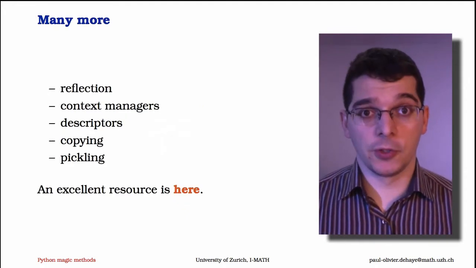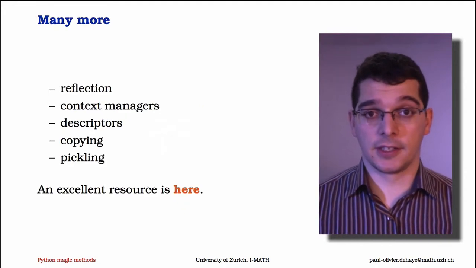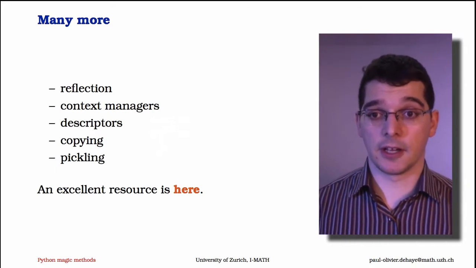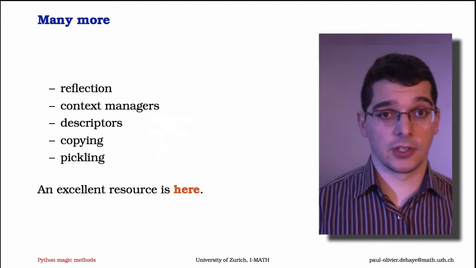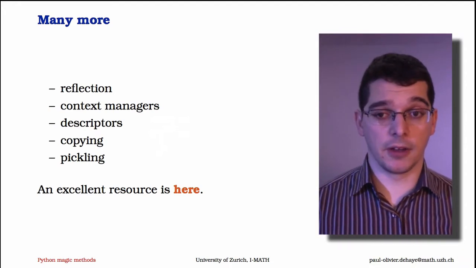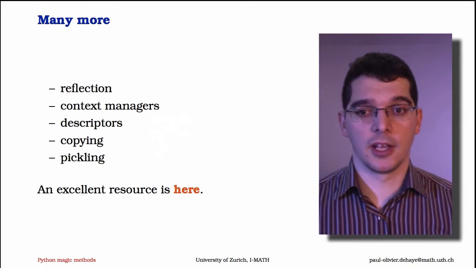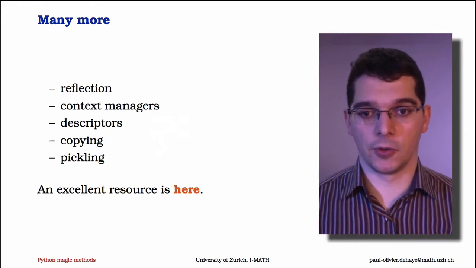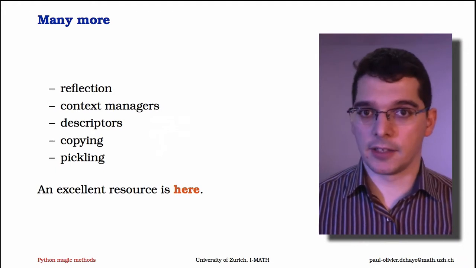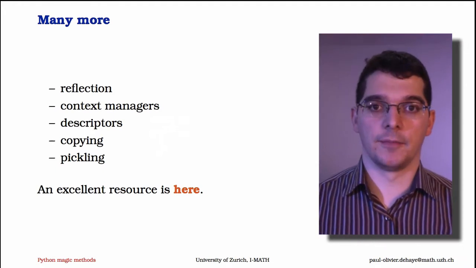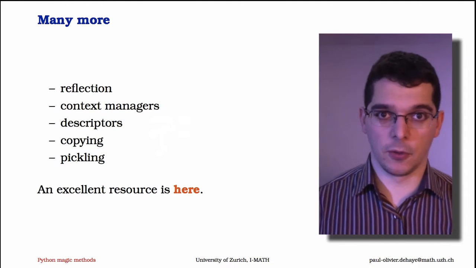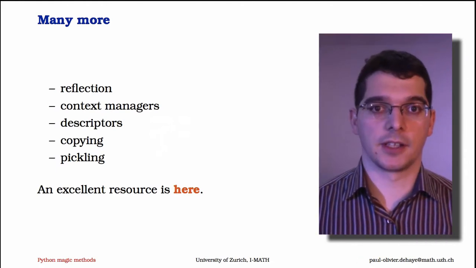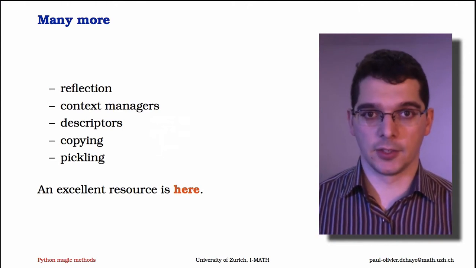Okay, there are many more use cases for magic methods, and this is reflection, where you look inside of the object, what it actually consists of, context managers, descriptors, copying objects, so deep copy, what does that do, and pickling, so saving objects to more permanent storage. In general, an excellent resource is in that link to a website that supplements the Python documentation. So if you have questions, I really encourage you to look there as well as asking me.